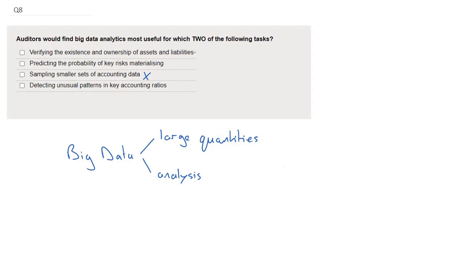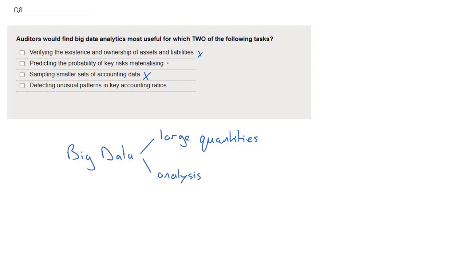I can also rule out verifying the existence and ownerships of assets and liabilities. Big data, analysing large quantities of data, is not going to help with this verification test, which is more aligned to what an auditor would do.